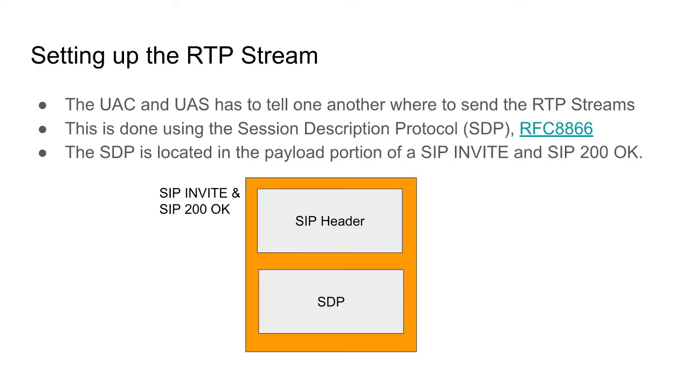All right, so setting up the RTP stream. The UAC and the UAS have to tell one another where to send the RTP streams. This is done using Session Description Protocol, which is RFC 8866. The SDP is located in the payload portion of the SIP INVITE and the SIP 200 OK. What you see depicted here is a SIP INVITE and a SIP 200 OK message. In both situations, you have a SIP header and then you have the SDP. And we'll get into what that looks like in a few seconds.